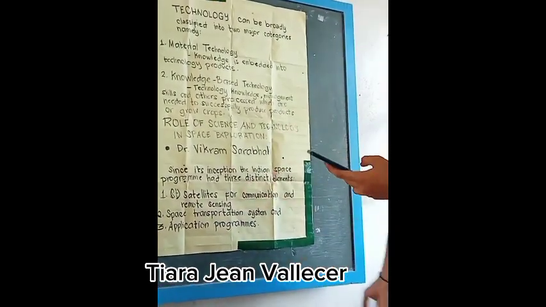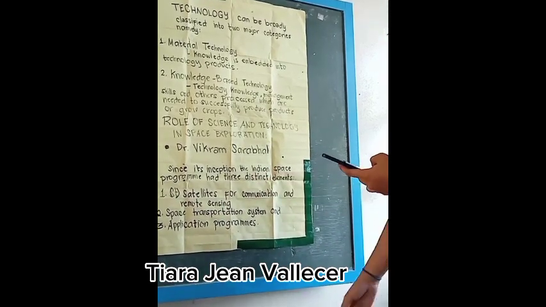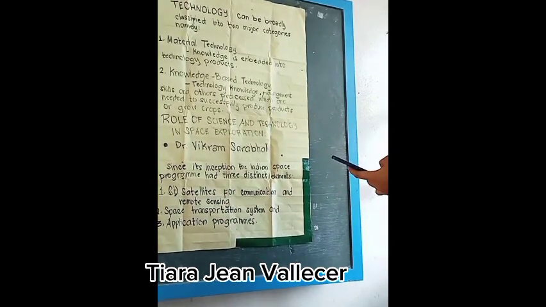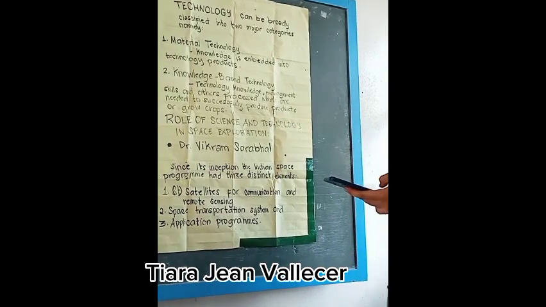Since its inception, the Indian space program has had three distinct elements. The three distinct elements are satellites for communication and remote sensing, space transportation system, and application program.